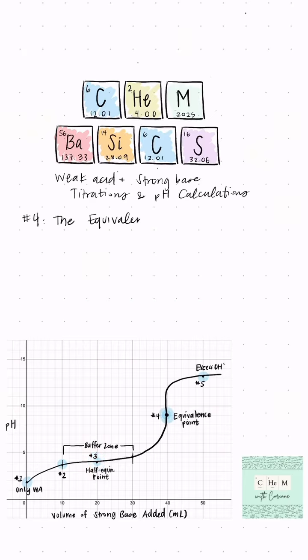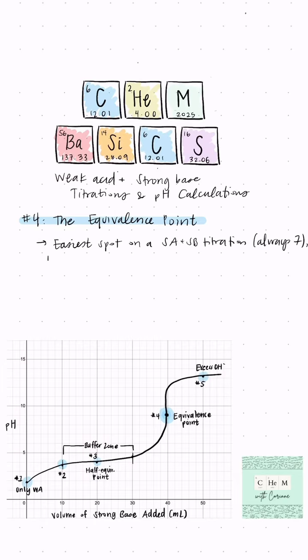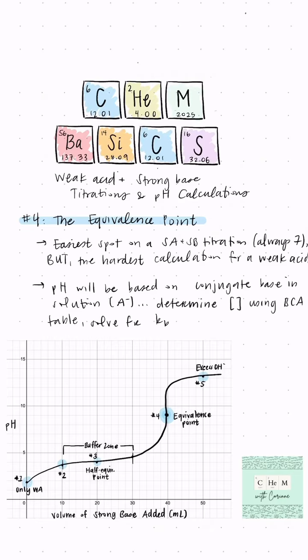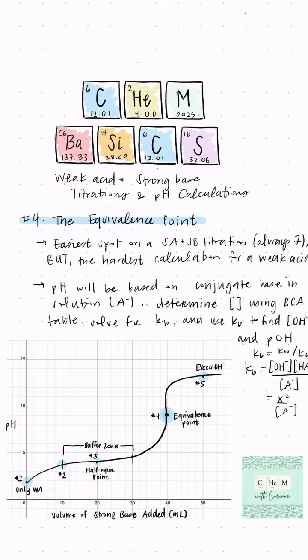When you're doing a strong acid, strong base titration, this is the easiest point because it's always equal to 7. However, with a weak acid or a weak base titrated with a strong base or acid, it is so much harder, but you can figure it out. So what you're going to have to do is your pH is going to be based on the conjugate base in solution. So you're going to have to use some ICE tables. You're going to have to figure out what's going on, find the concentration of that conjugate base, then think about its dissociation in water, solve for Kb, use Kb is equal to OH minus times the concentration of the weak acid over the conjugate base, essentially X squared over the concentration of the conjugate base, solve for the hydroxide, and then solve for the pOH, subtract from 14, and you finally have your pH.